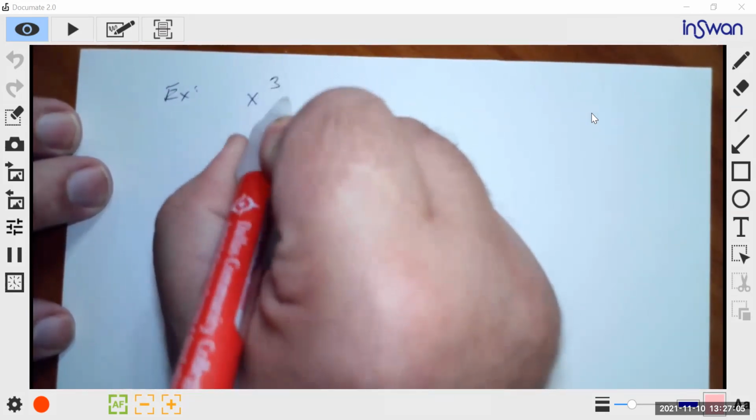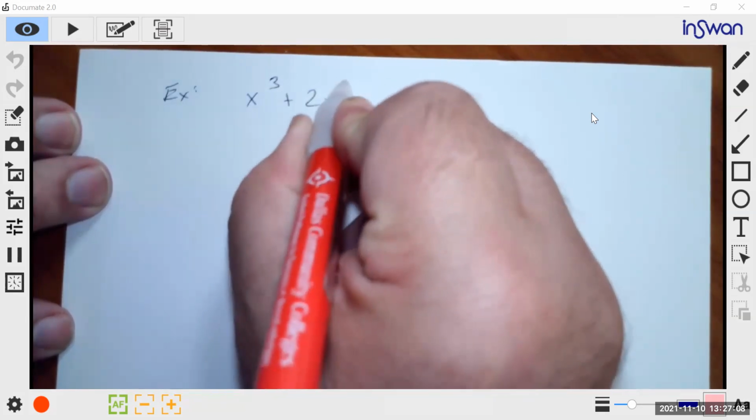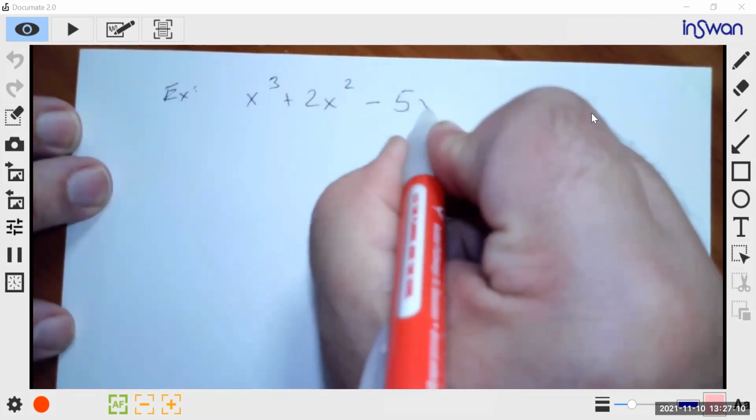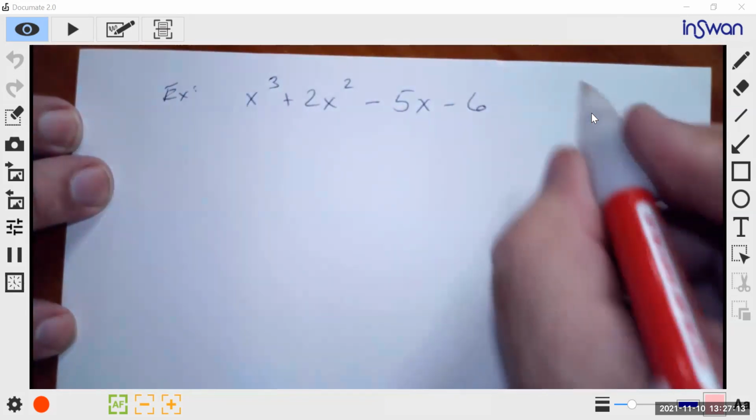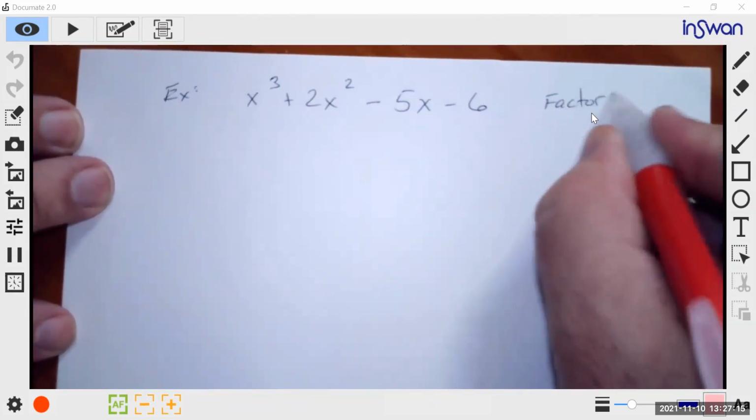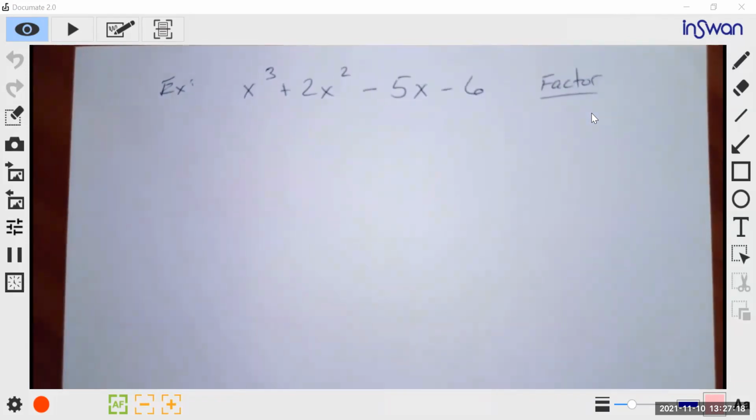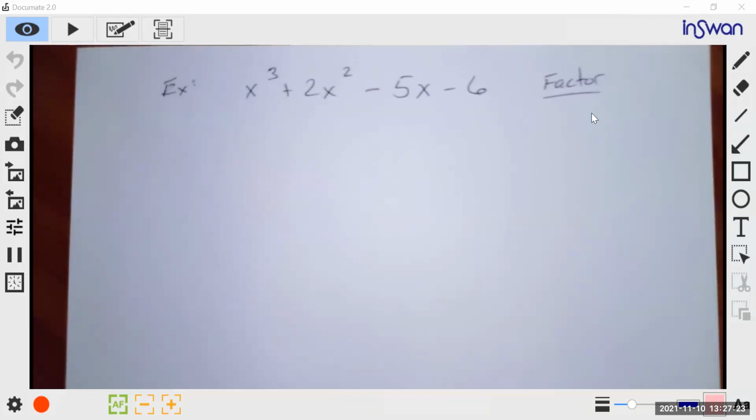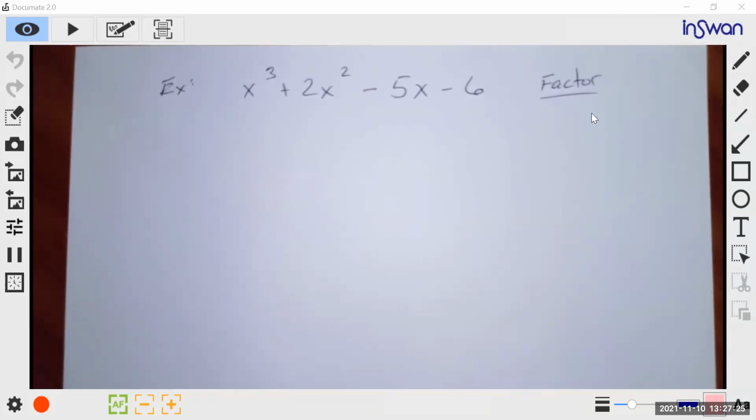Factor this equation out for me. With what we've discussed so far, factor this out for me. How would you do it?